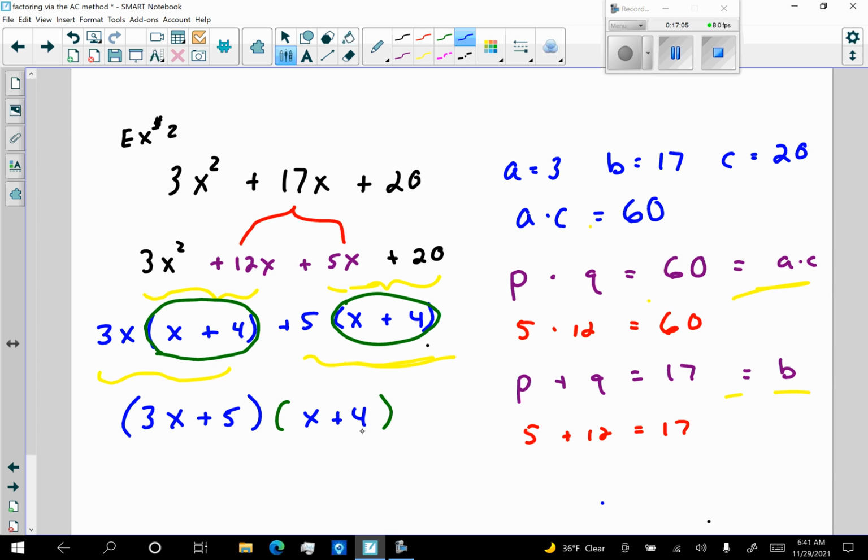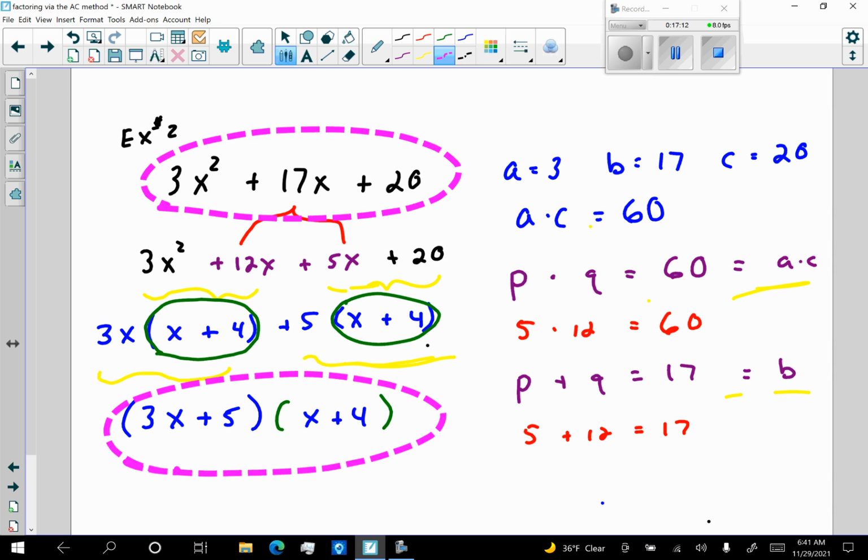And guess what? This is the factorization of this. So I've started off with two fairly more difficult than what most algebra teachers would start off with. And that's okay. I like the AC method.